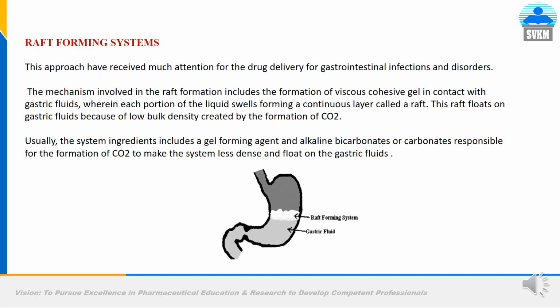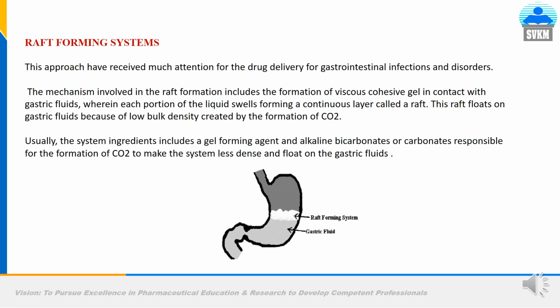Next one is raft forming system. Raft is like a layer or stratum which is created at the top of the GI fluid and which will increase the residence time. This formulation is gaining importance for GI infections, local effects. How is this raft formed? Generally, we are using a gelling agent in this and some carbon dioxide forming agents like carbonates. And when this gelling agent comes in contact with GI fluid, a viscous cohesive layer, thick cohesive layer is formed which floats at the top of the GI fluid.